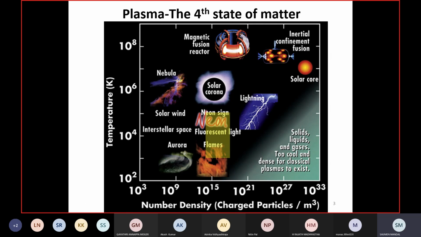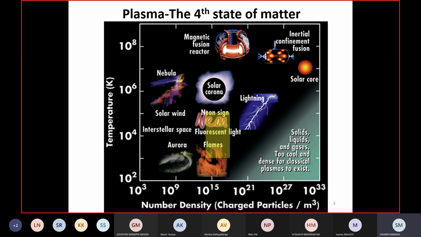Sometimes the lightning hits a surface, for example a tree, and the tree burns, because through the tree the lightning got a path to reach the earth's surface. So that is one example. Similarly, the solar core and plenty of other examples of plasma exist.